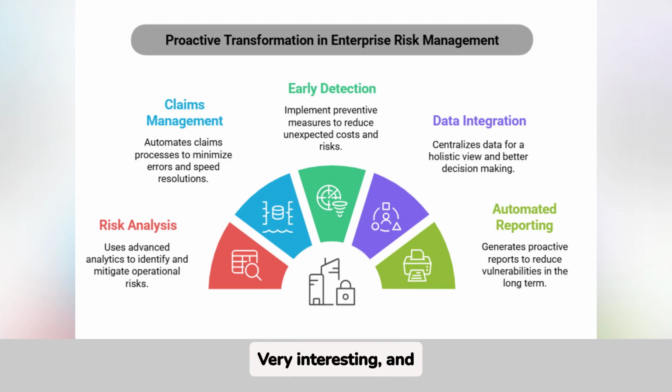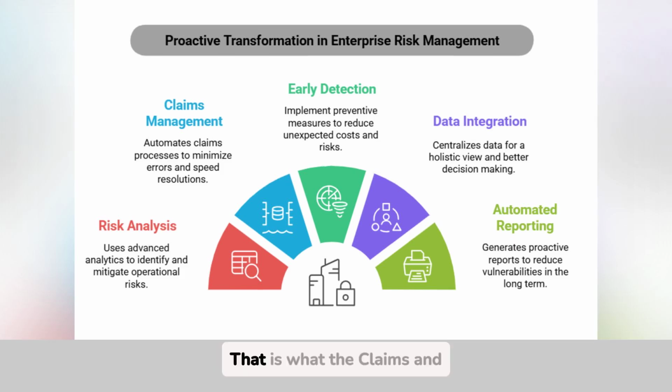Very interesting. And what role does insurance play in all this? That is what the claims and insurance management subagent is for. This component is responsible for managing the claims process when a loss occurs. It automates the collection of incident-related data, verifies the necessary documentation, and coordinates communication with insurance companies. This minimizes human error and speeds up claims resolution, ensuring that the company obtains compensation in a timely manner.